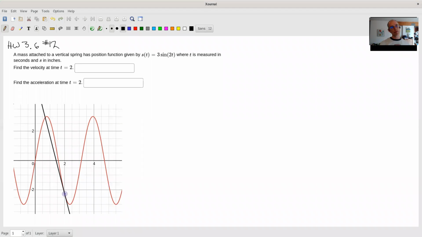Let's take a look at a simple harmonic motion example. Harmonic is something that oscillates. Here we have a spring that's hanging with a mass at the bottom, and the position of that mass is based on this equation right here: 3 times the sine of 2t. T is in seconds, s is in inches, and we want to know what's going on with the velocity and the acceleration when t equals 2 seconds.